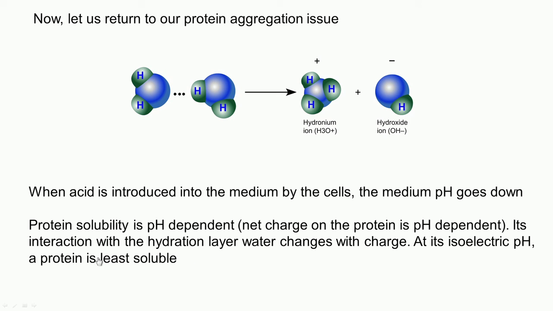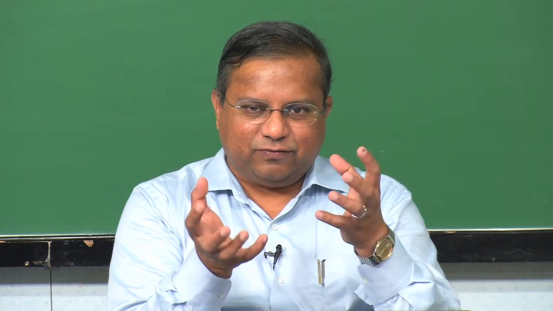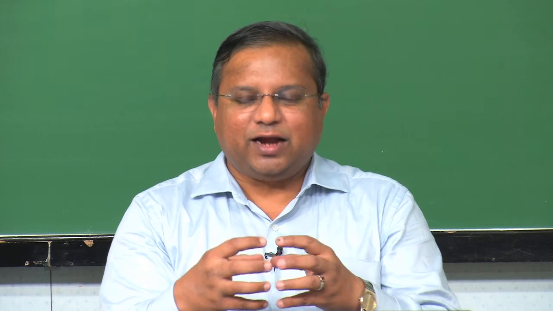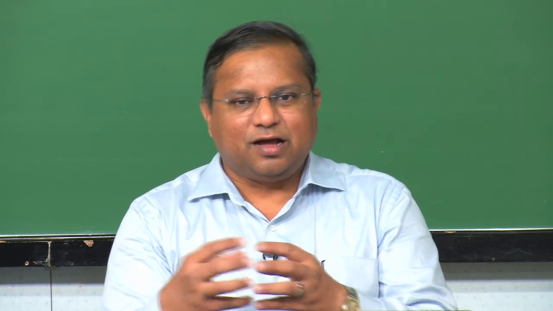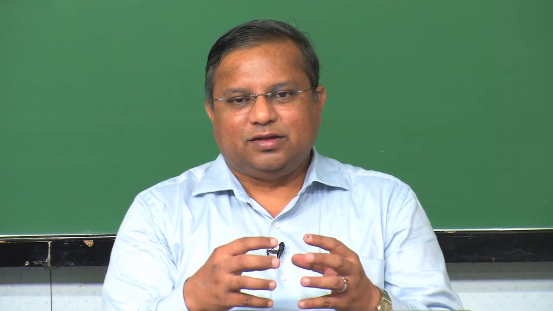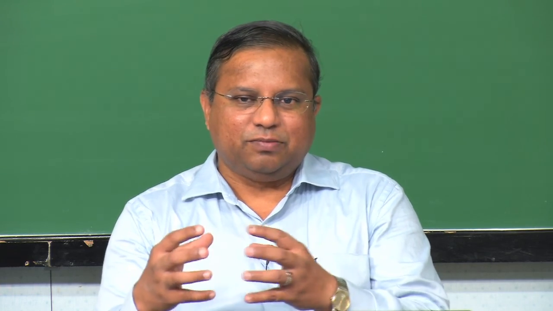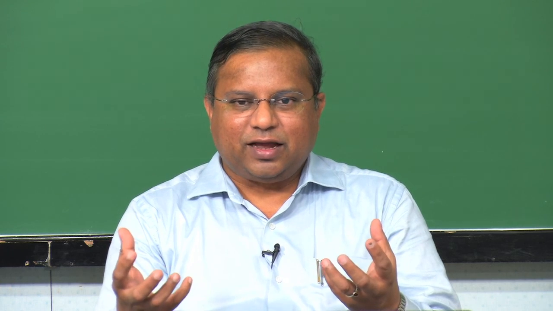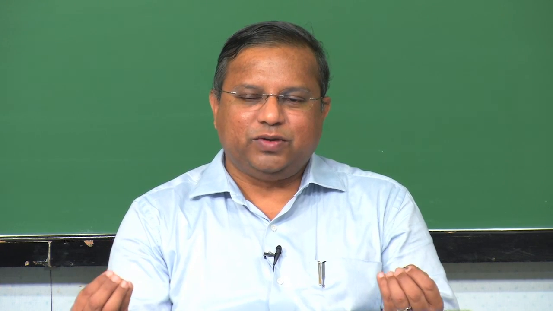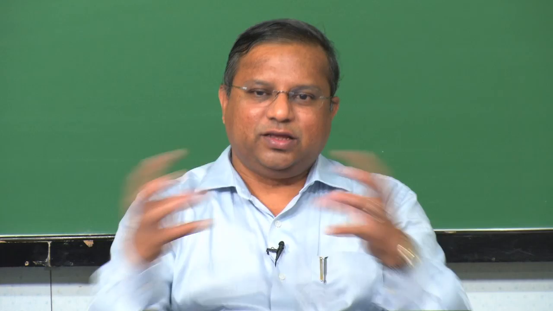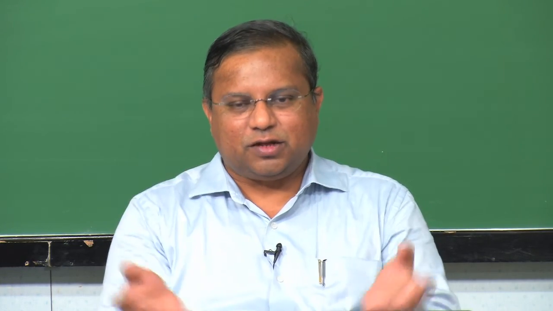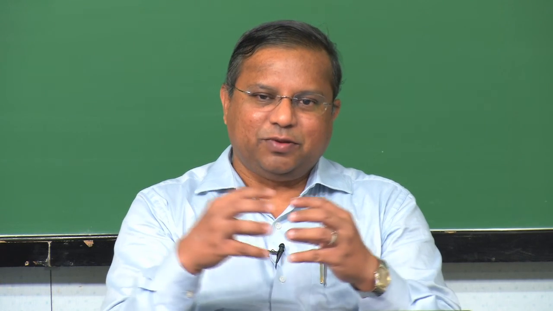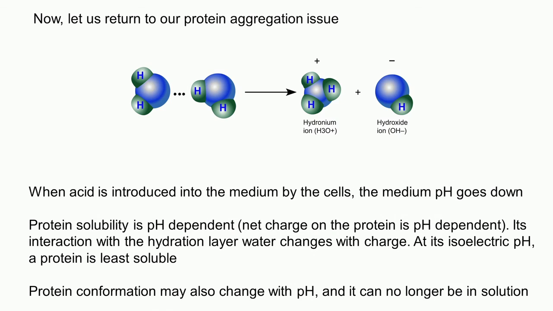Therefore, the way it interacts with the hydration layer changes. If a protein is dissolved in water, there is a hydration layer around it. The interaction with that hydration layer changes with charge, changes with pH. The isoelectric pH is the pH at which there is no net charge. The interactions would be very different, and at that time the interaction between the proteins could be higher. So, there is no longer much of a hydration layer around them, therefore they fall out of solution, and they aggregate because of the interactions between them, and that is essentially what happens.